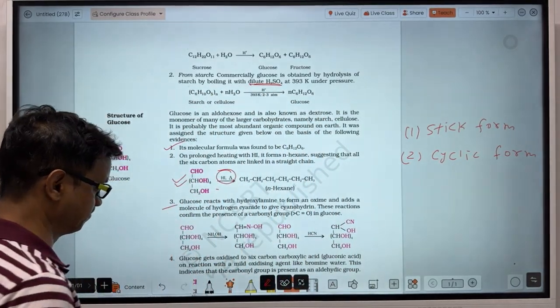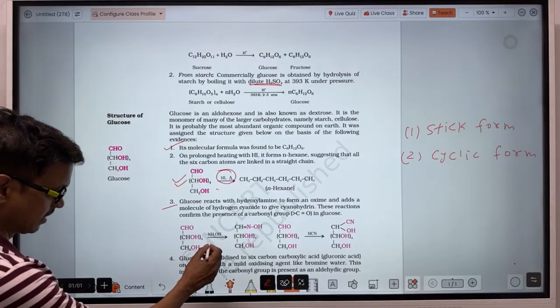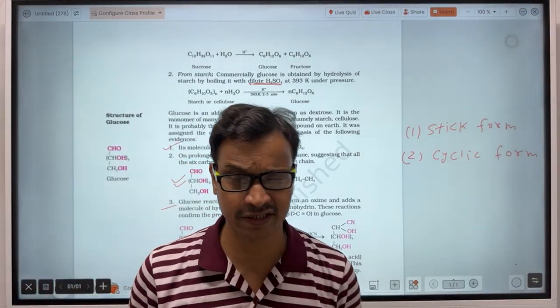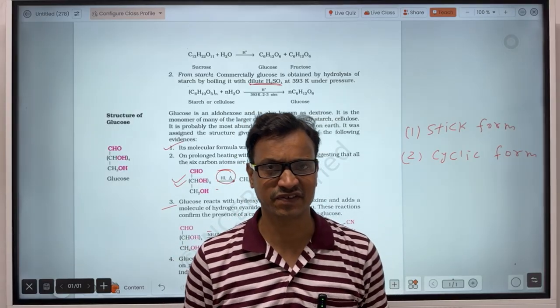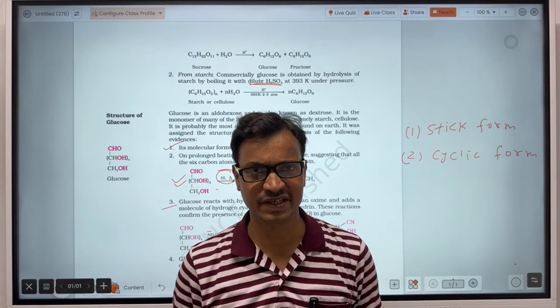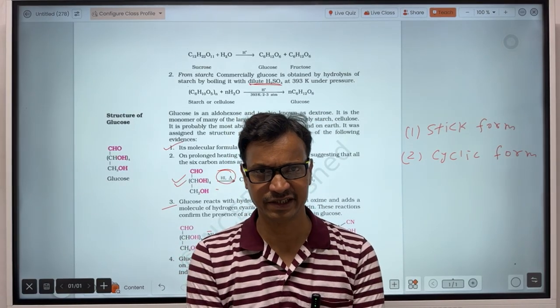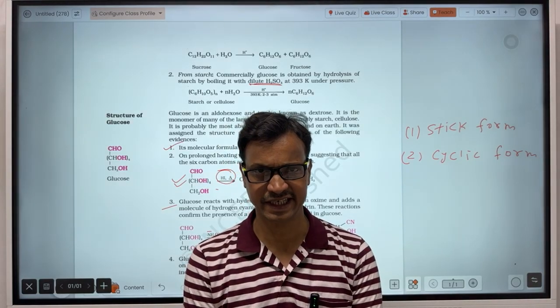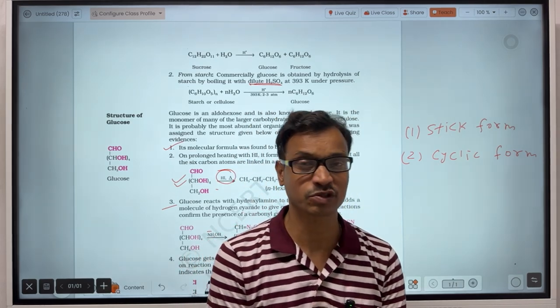Second one is when glucose reacts with hydroxylamine. You are already aware of this from the chapter on aldehydes and ketones. When hydroxylamine reacts with an aldehydic or ketonic group, there will be formation of an oxime.